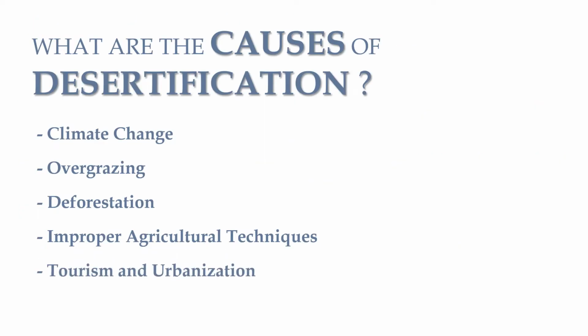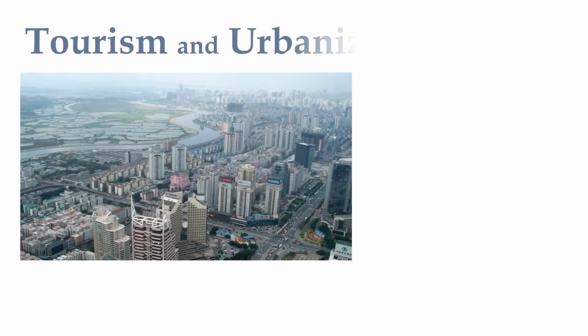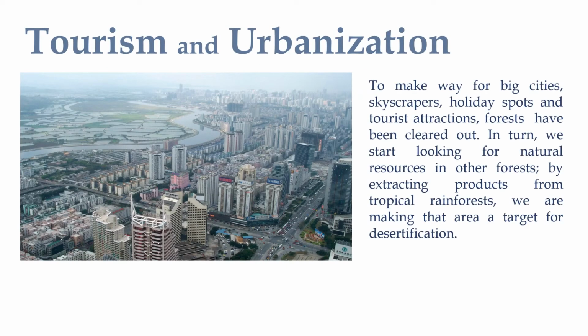Tourism and urbanization. To make way for big cities, skyscrapers, holiday spots, and tourist attractions, forests have been cleared out. In turn, we start looking for natural resources in other forests. By extracting products from tropical rainforests, we are making that area a target for desertification.